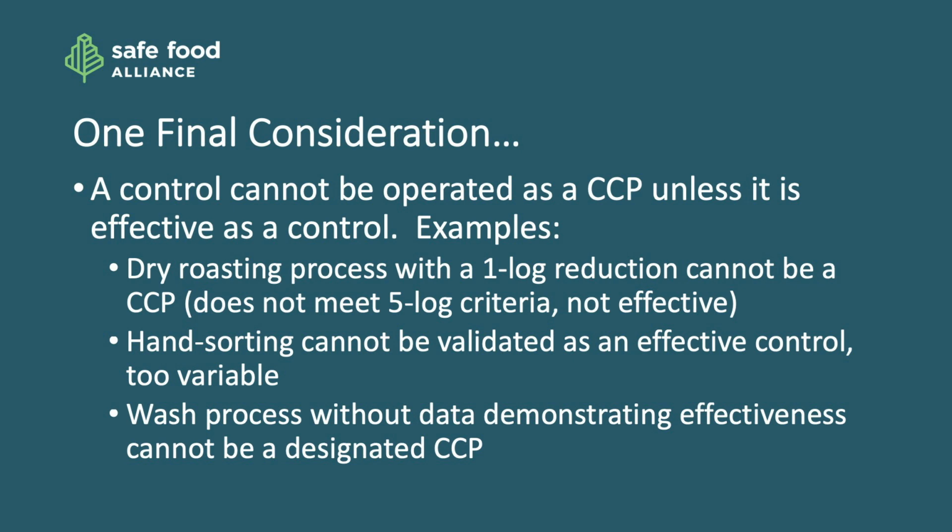Another example would be a wash process for washing fruits and vegetables without having enough data to demonstrate it's effective in reducing the count of microorganisms on that product coming in and being washed. So there are going to be other scenarios we have to consider, in particular in terms of validation and how we're going to verify a critical control point step in our process. We'll consider those as we get into further chapters within the methodology of HACCP.